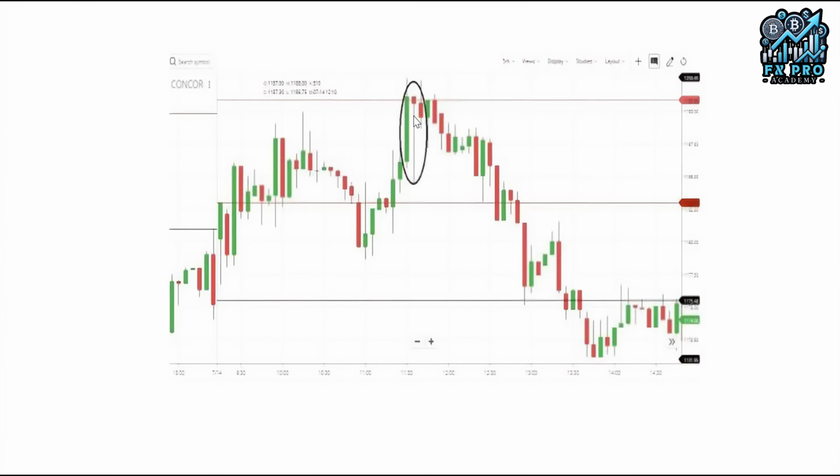Keep that in mind, at least twice. The wick should be twice the length of the body. In this case, it's much longer than the body. This indicates a strong potential for reversal.